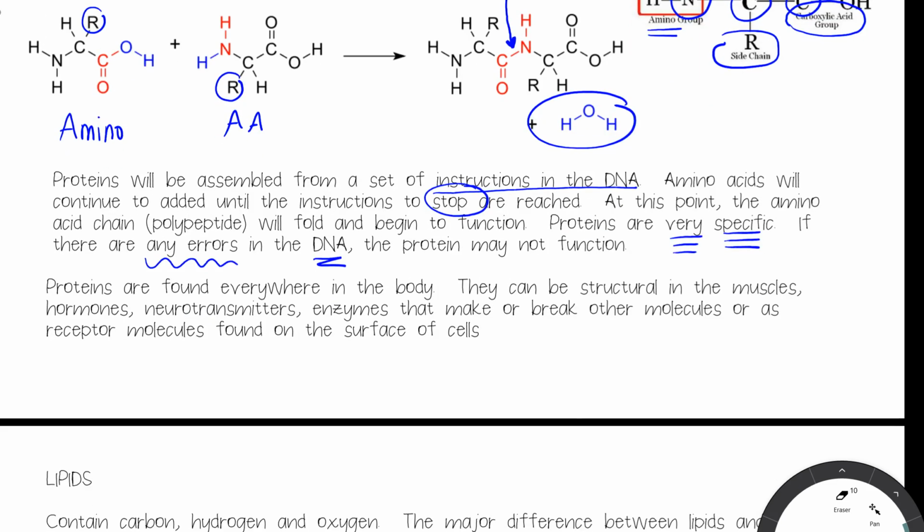They are found everywhere, and they can be structural, like in muscles. They can be found in hormones, neurotransmitters, and enzymes that make or break other molecules. Catalysts, they can be found in the surface of cells as receptors. So they're everywhere. So without them, you'd be in trouble. And that's why when just temperature changes a little bit, if we have a fever just a few degrees higher than our body temperature, that could be it for us, because if the proteins unfold or denature, they're not going to function, and that could not be good for us in the end.